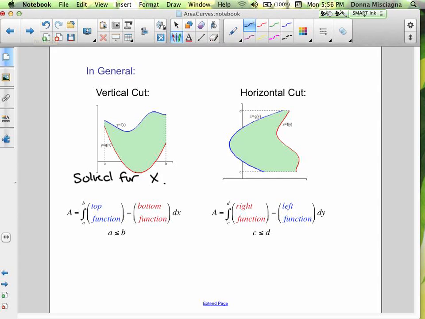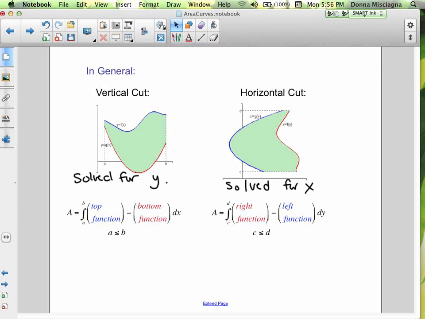And if we have a horizontal cut, that means we're doing dy. This time it is solved for x. Oh, my goodness. Solve for y, solve for x. I just said don't use it if you have a y squared, because you won't be able to solve for y. So this is solved for y, and this is solved for x. All right, and so notice that it's the other variable. So if it's solved for y, we're integrating with respect to x. If it's solved for x, we're integrating with respect to y.